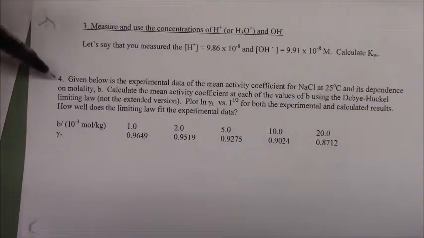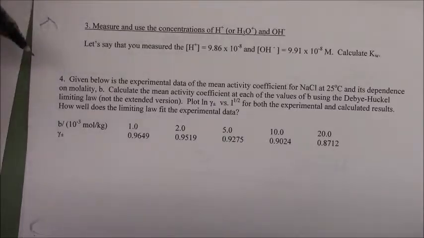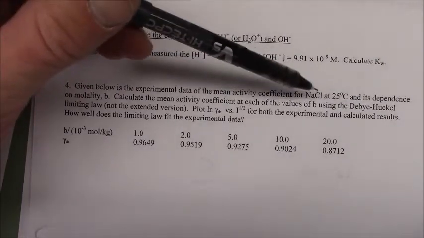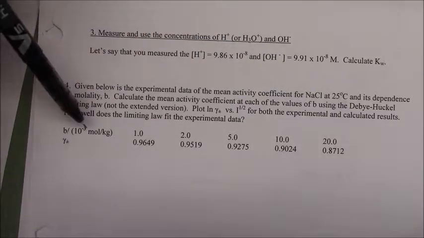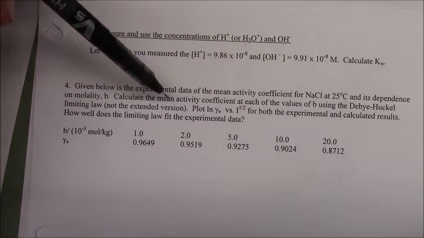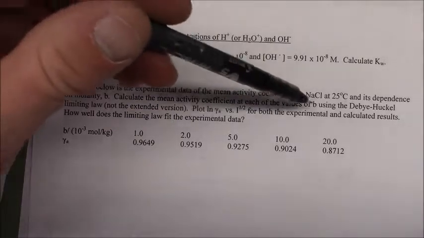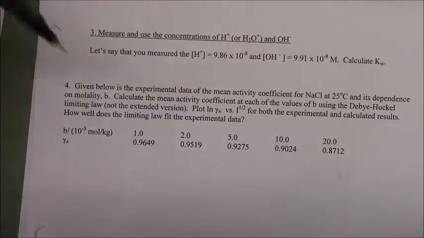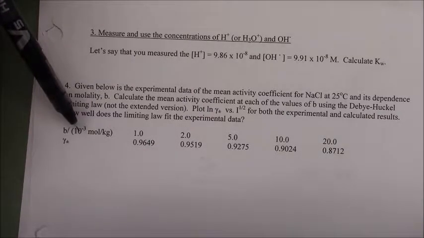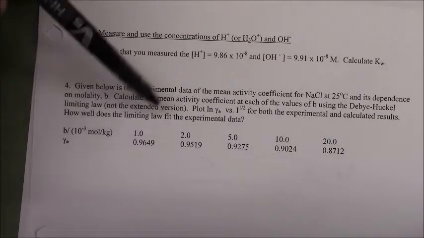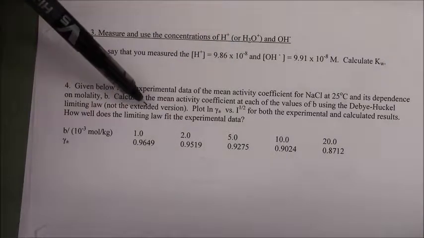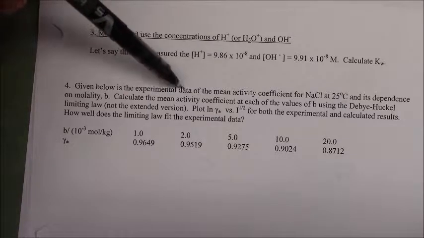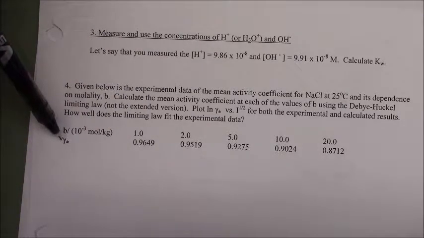So now we're on question 4. Given below is the experimental data of the mean activity coefficient for sodium chloride and its dependence on molality. Calculate the mean activity coefficient at each of the values of B using Debye-Huckel limiting law. So this is real experimental data of the mean activity coefficient.